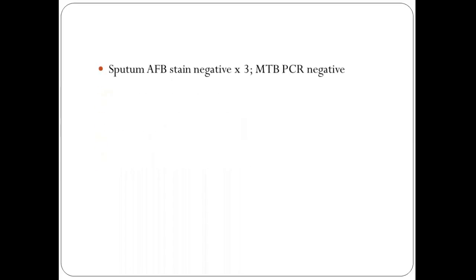The thing is that she ended up growing MTB from 2 out of the 3 AFB cultures that were initially sent, even though her MTB PCR was negative and her stains were all negative, including an MTB PCR and the AFB stain from her bronchoscopy, from the BAL. So this is just to show you how difficult it sometimes is to make this diagnosis. But she was definitely in the early stage of developing MTB, or Mycobacterium tuberculosis reactivation.